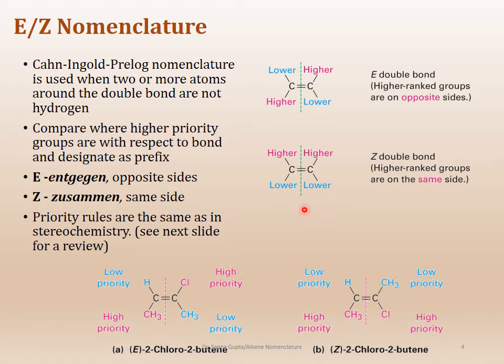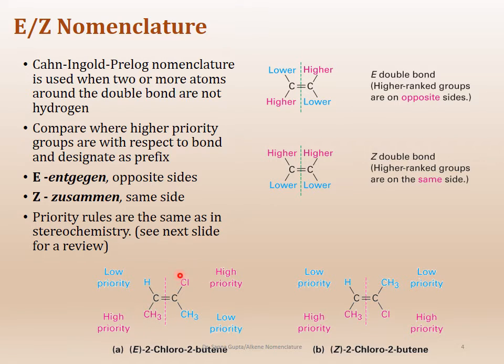So in this case, there is no cis and trans. You cannot use cis and trans because there is no hydrogen. So in these cases where there is no hydrogen, you have to use the E and Z nomenclature. So in this case where we have 2-chloro-2-butene, here you slice it into two, and then you look at the higher priority group, which in this case is the methyl group.